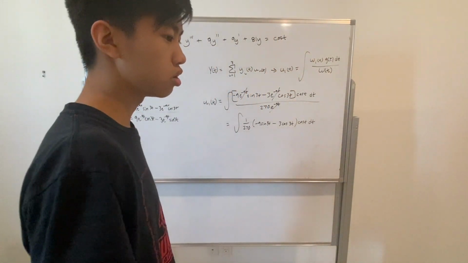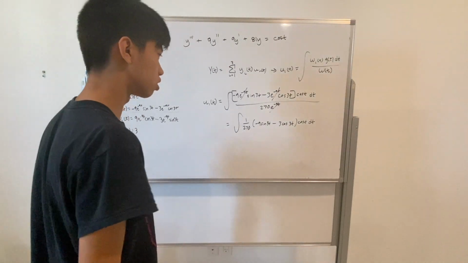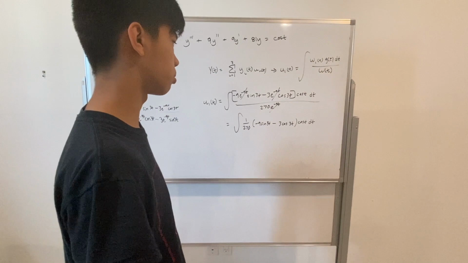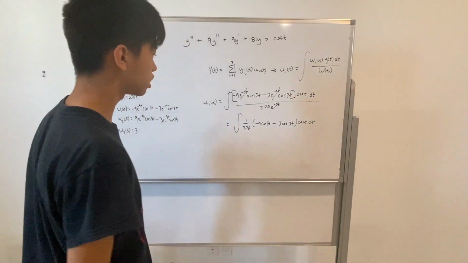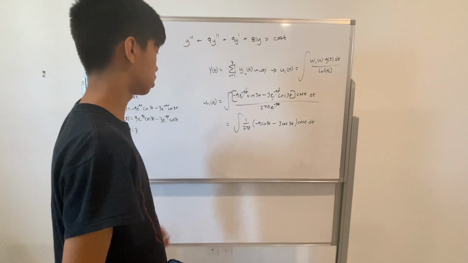And you know, I could use some trig identities, or I could use integration by parts to evaluate this, but I think this is as simple as I can get it without taking up too much of your time.